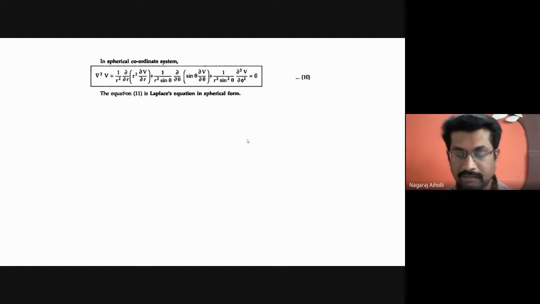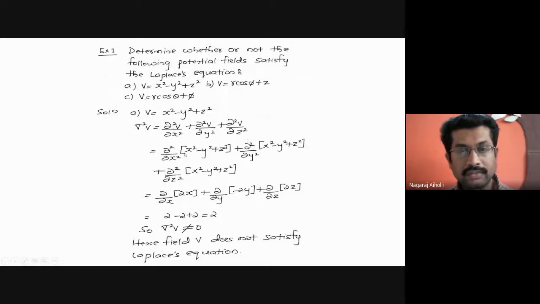2, sir. 2 you will get. Very good. See here how we are getting the answer. The first derivative of x square minus y square plus z square with respect to x is 2x. With respect to y it is minus 2y. With respect to z, x and y being constant, it is 2z. Then taking the derivative the second time: dou by dou x of 2x is 2, dou by dou y of minus 2y is minus 2, and dou by dou z of 2z is plus 2. So 2 minus 2 plus 2, which gives 2.